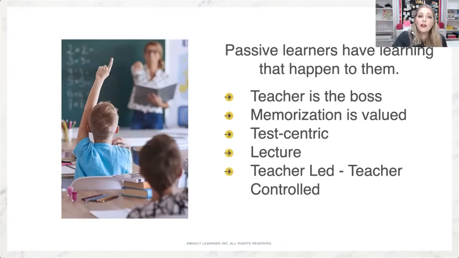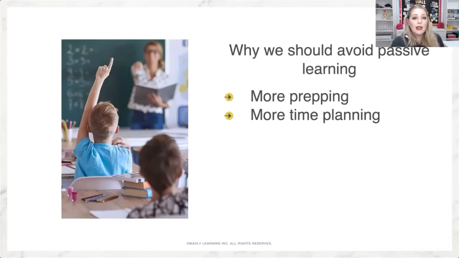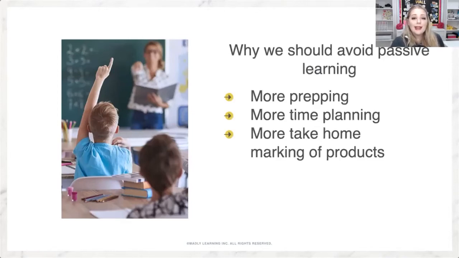Passive learners are often learners that are in a teacher-led or teacher-controlled classroom where the teacher is doing all of the decision making. When teachers are doing all of the work and all of the control, we're doing more work than our students, which contributes to why we have lots of prep, lots of marking. One of the reasons I think we should really avoid passive learning is because it does require more prep. It does require more time planning and marking of products because they have so many more papers that we need to take home and mark.